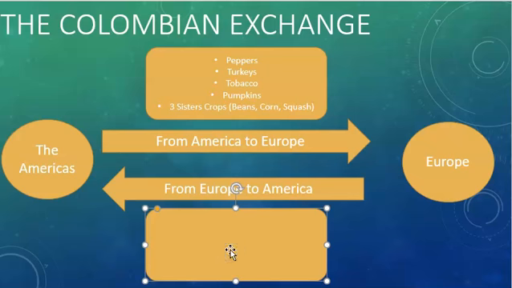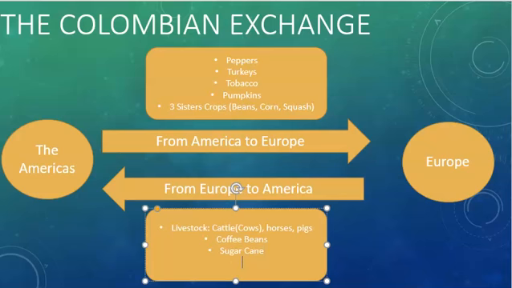What about from Europe to America? Well, we've got livestock, and we're going to put cattle, which are cows, right? Horses, pigs. What else came from Europe to America? Well, you've got coffee beans, sugar cane.